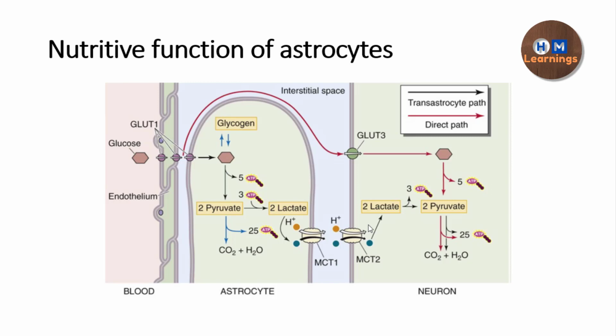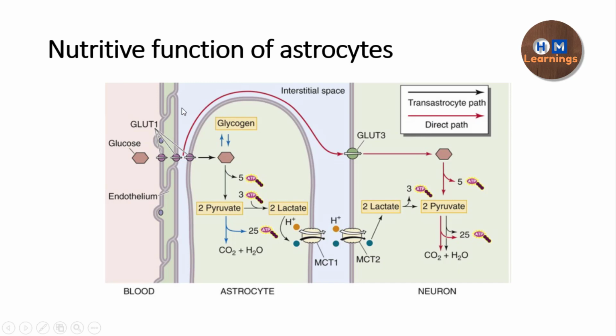In this diagram you can see that this is the blood, and this is a capillary, this is the lumen of the blood capillary, and this is an astrocyte process which is there in the brain extracellular fluid, and then this is the neuron. You can see here that there are two pathways, the direct pathway and the trans-astrocyte pathway.